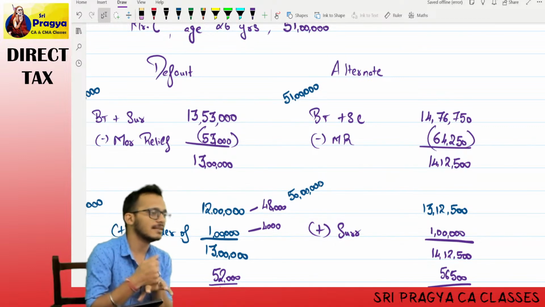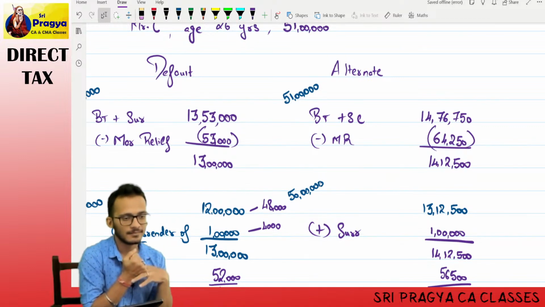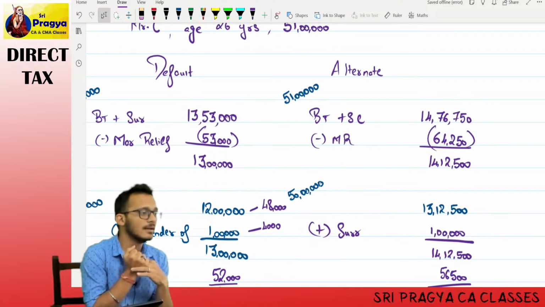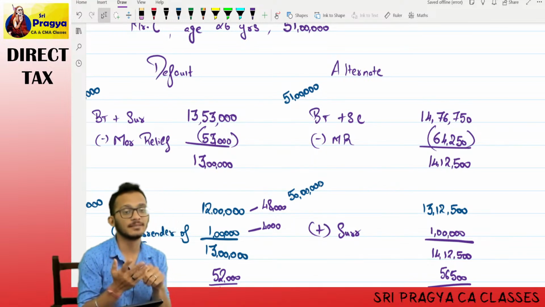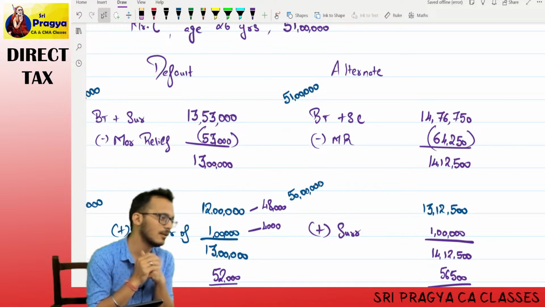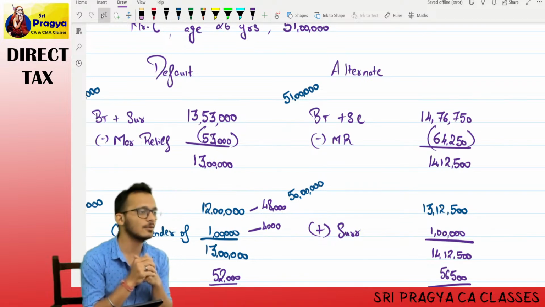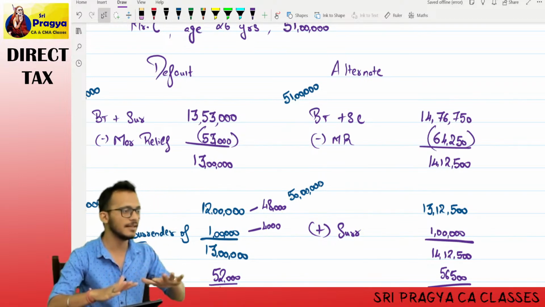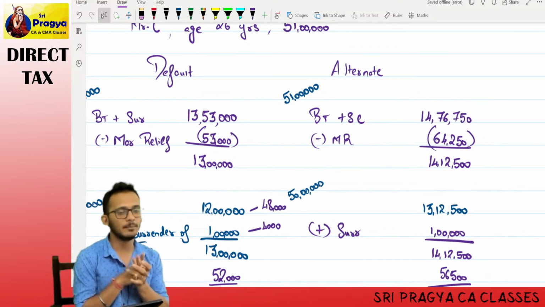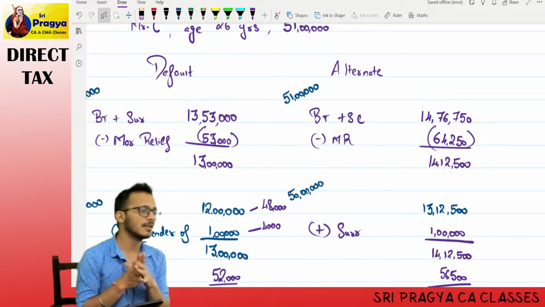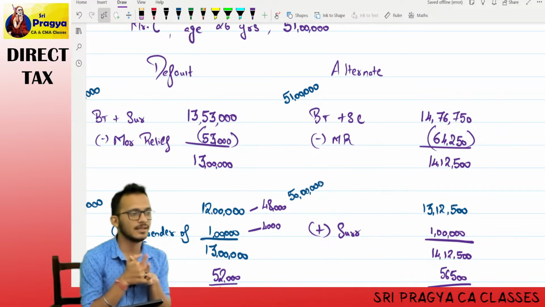Basically, the point is they notified marginal relief only under the default regime. They did not notify it under the alternate regime. In simple words, surcharge marginal relief is applicable in both the regimes. Rebate is applicable only in the default regime, not applicable in the alternate regime. We will do some examples in the next class.